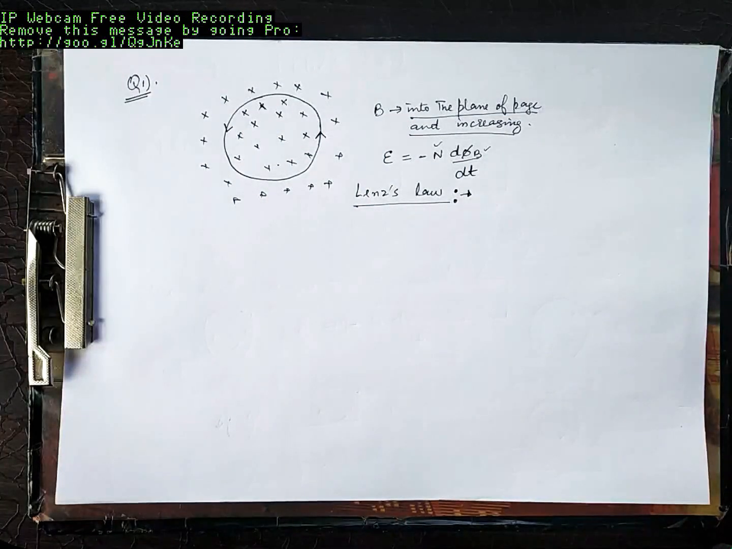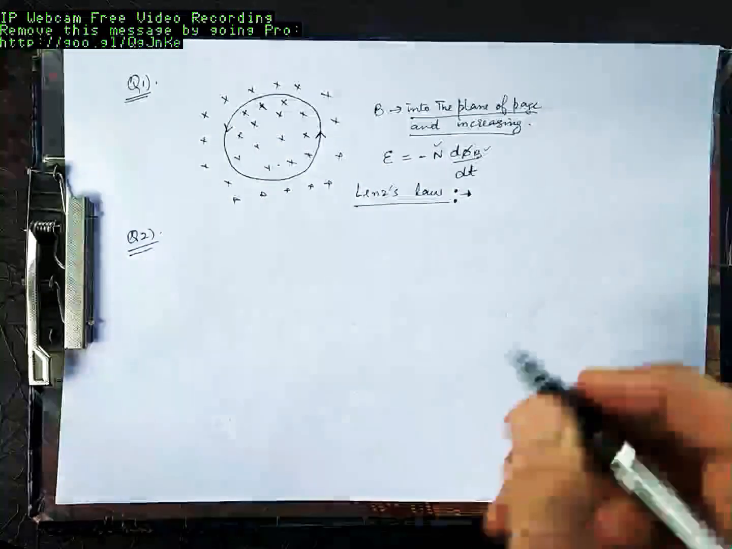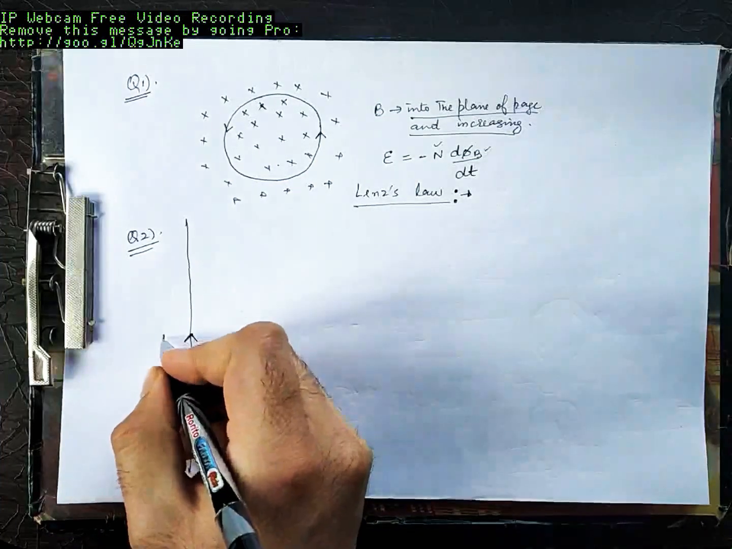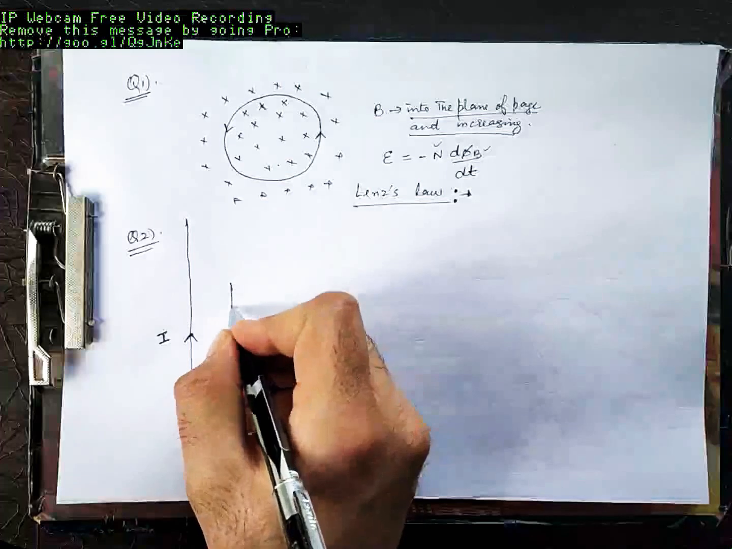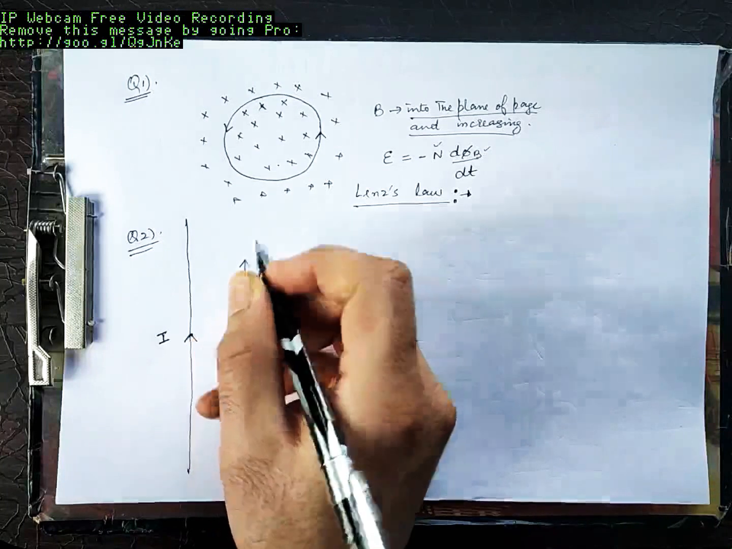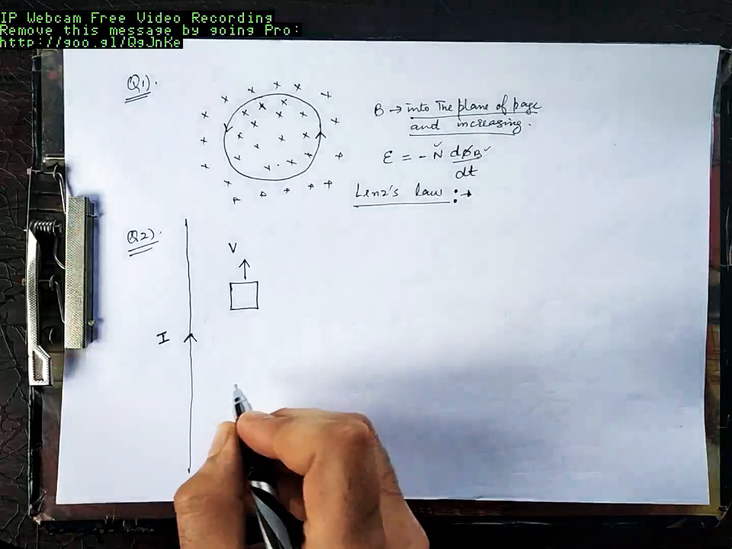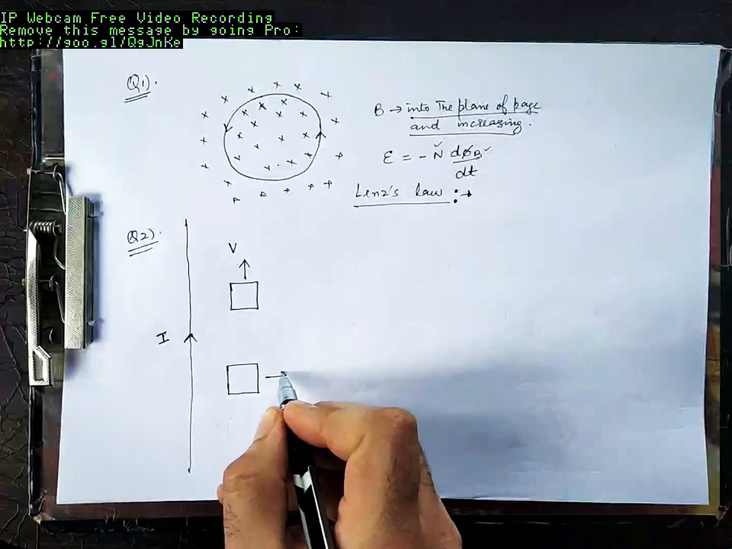This was the first problem. Second problem. You have a long infinite wire carrying current I, and you have two loops. One is a rectangular loop placed here, which is moving in this direction with velocity v. The second loop is again a square or rectangular loop moving with velocity v but in this direction.